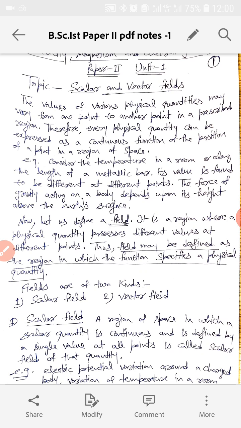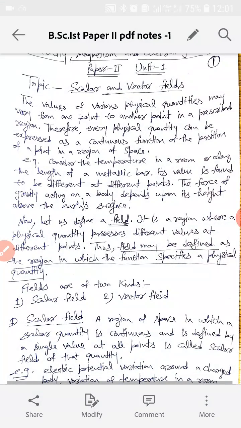Another example: suppose we want to measure the gravity acting on a body, which depends on height. The gravitational force, as you all know, depends on the potential energy of a particle at some distance from the ground level, which is different at different heights. If you change the height, then the gravitational force acting at that point will change. So that is another example of scalar fields.